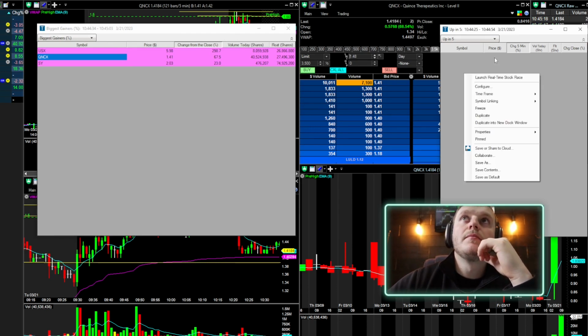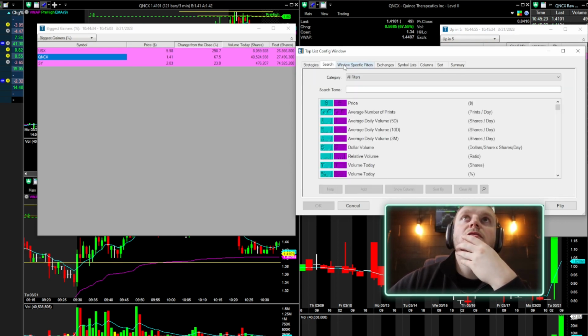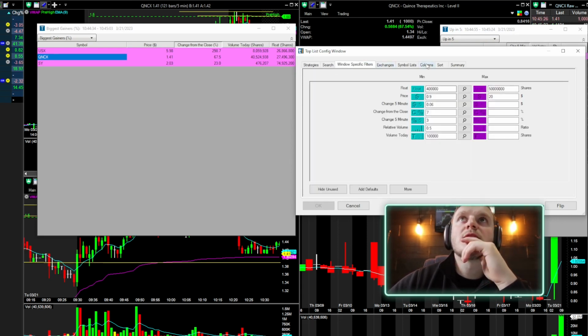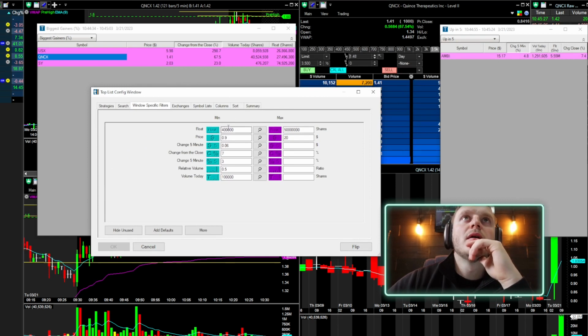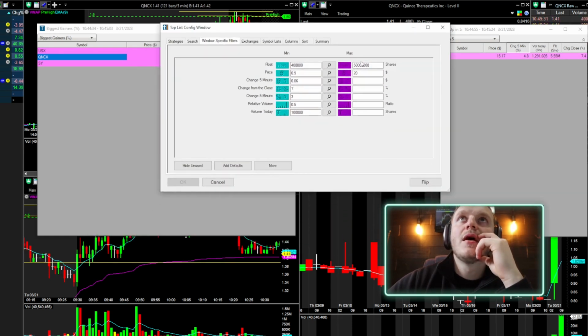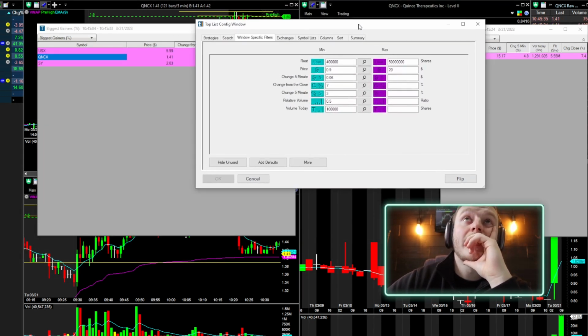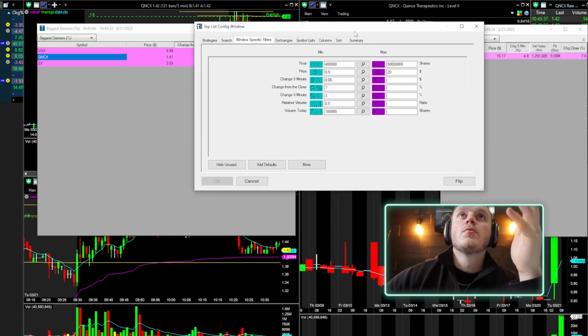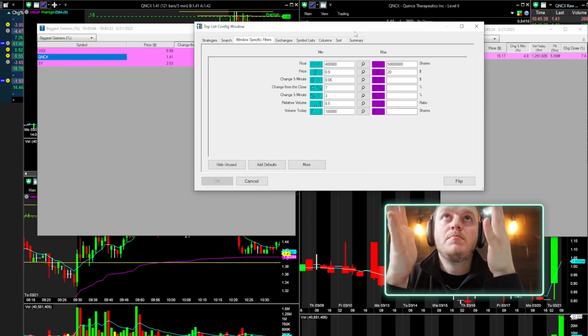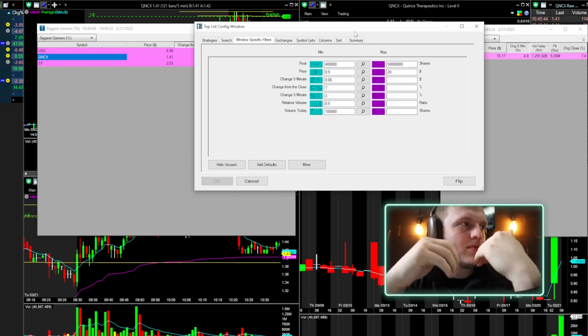Now, if I go to configure, you'll see I have several things. So first of all, float. Minimum is 400,000 shares of float. Maximum is 50 million shares. Now, that's a decent range, okay? The reason why I have such a big range is because I'm trying to split test to figure out down to the nitty gritty exactly what my best numbers are.